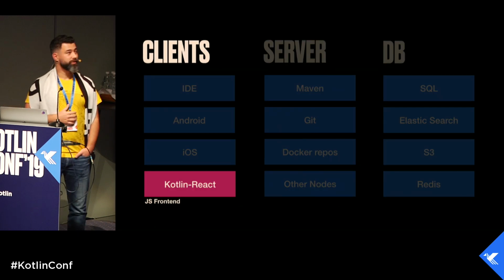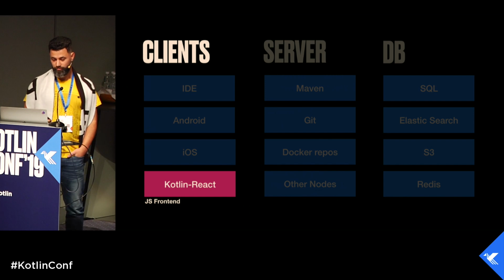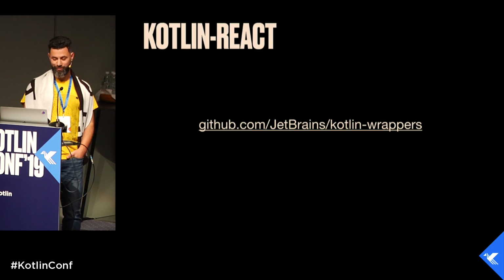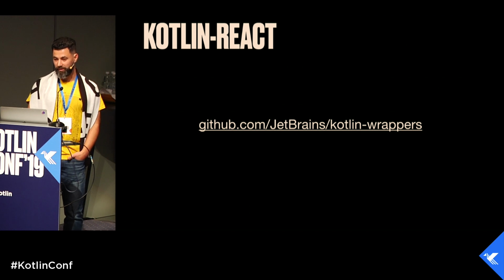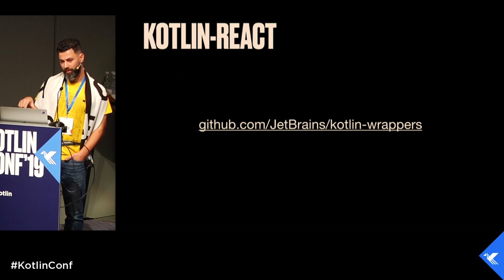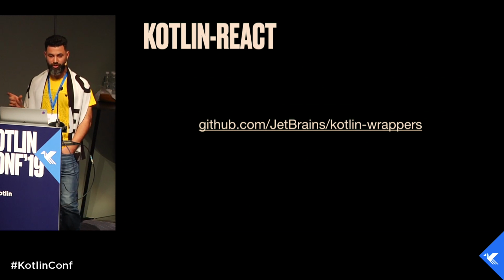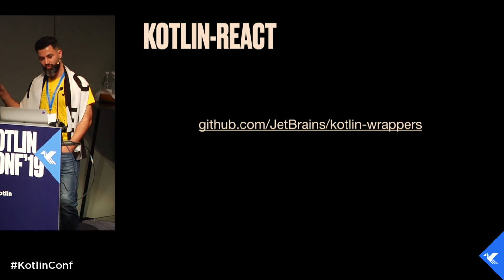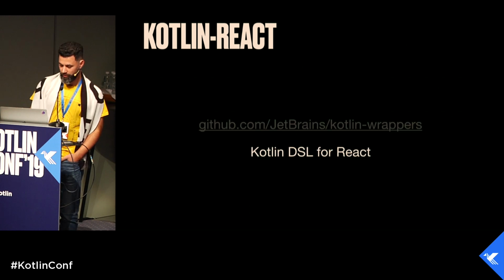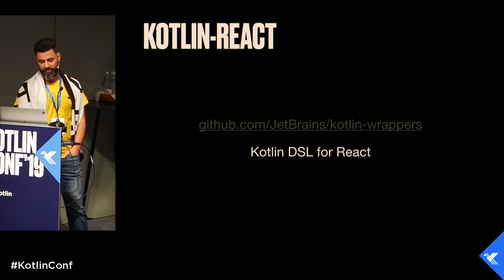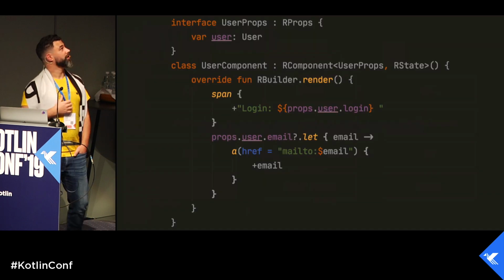Next, I'm going to talk a little bit about our front-end technologies. First of all, it's Kotlin React. Kotlin React is open source, available on GitHub. Actually, it's available on GitHub as a part of the Kotlin wrappers. It's a repository with different Kotlin JavaScript wrappers. So it is a Kotlin DSL for React, and it looks like that.